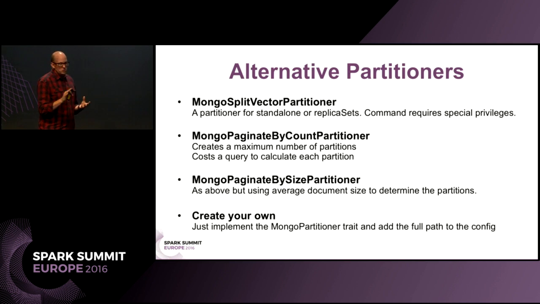Now, there's no one size that fits all, so we also provide some other partitioners as well. These kind of depend on your use case. If you have an older version of MongoDB, you're not going to be able to use the sample partitioner. So you have things like paginate by count, which will give you 5 or 10, whatever count, number of partitions. Paginate by size will do that too. They're less efficient, but they're available. And you can also implement the trait yourself. So if you're doing date ranges and you want something different, you can just implement the trait, put it in your jar file, put the class path in the configs, and it will go and use that partitioner instead.